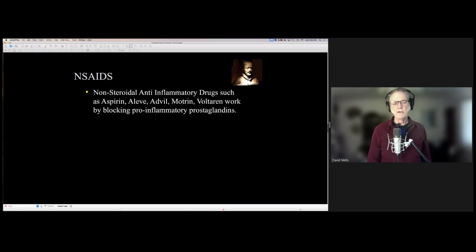There are what they call NSAIDs, or non-steroidal anti-inflammatory drugs, such as aspirin, Aleve, Advil, Motrin, Voltaren, and they work by blocking pro-inflammatory prostaglandins. Our bodies make prostaglandins, which either make more inflammation or depress inflammation. And that's because the immune system uses inflammation to fight infection, to repair tissue, to do a lot of good things, but too much of it's not a good thing. So there has to be this balance.